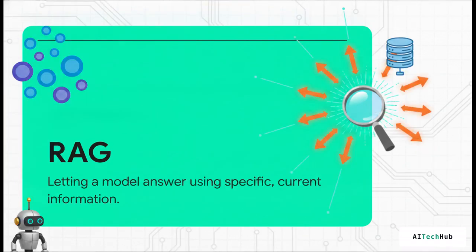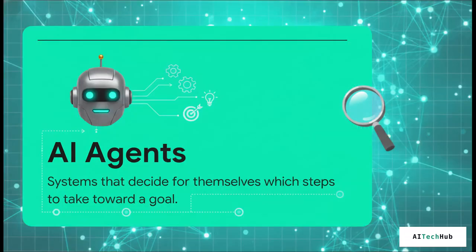Now, what happens when your AI needs to know facts that occurred after it was trained? That is where RAG, or Retrieval Augmented Generation, steps in. This is a total game changer. It's the specific method we use to let an AI model answer questions using specific, current information, rather than just relying on whatever random facts it happened to memorize during its initial training. This is exactly how you build systems that actually know your specific company data.